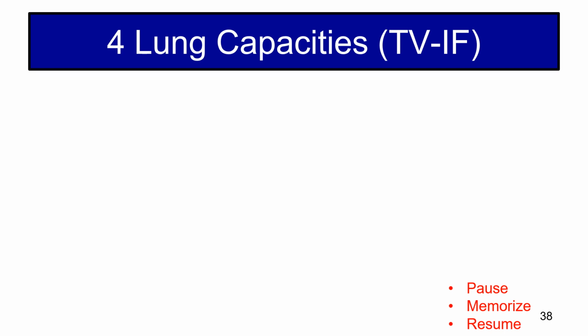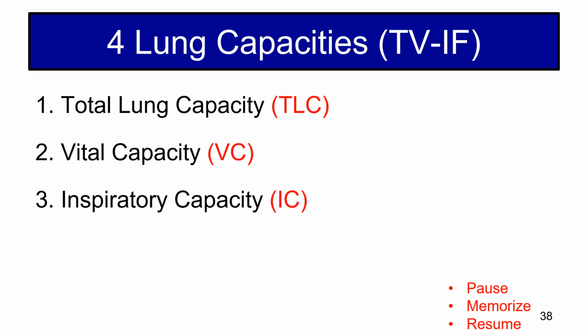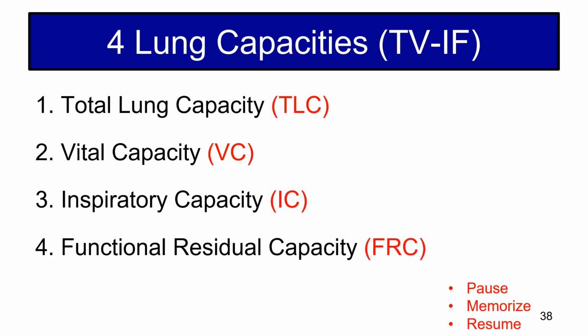If you combine two or more lung volumes, we come out with capacities. And there are four lung capacities, and the acronym is TVIF. The first lung capacity is T, which is total lung capacity. The second one is V, as in vital capacity. Then we have the I, which is the inspiratory capacity. And then we have number 4, which is F, which is the functional residual capacity. Again, I like you to pause, memorize, and resume once you memorize it.